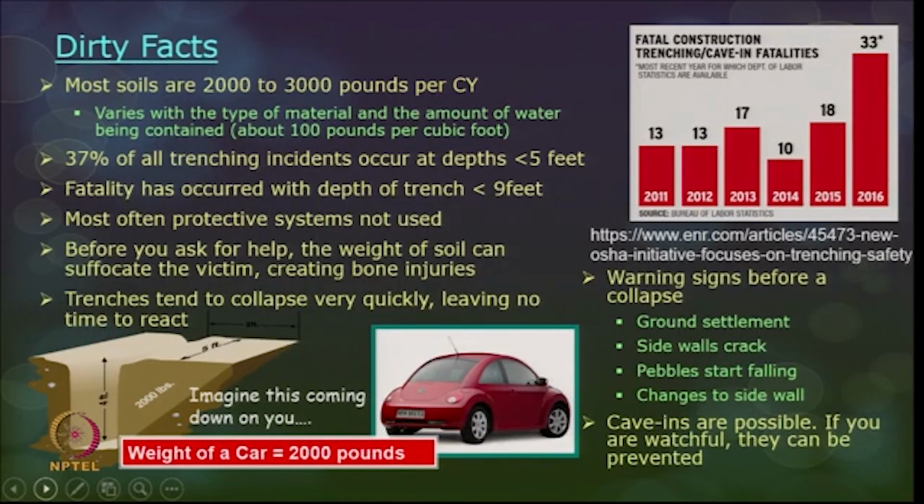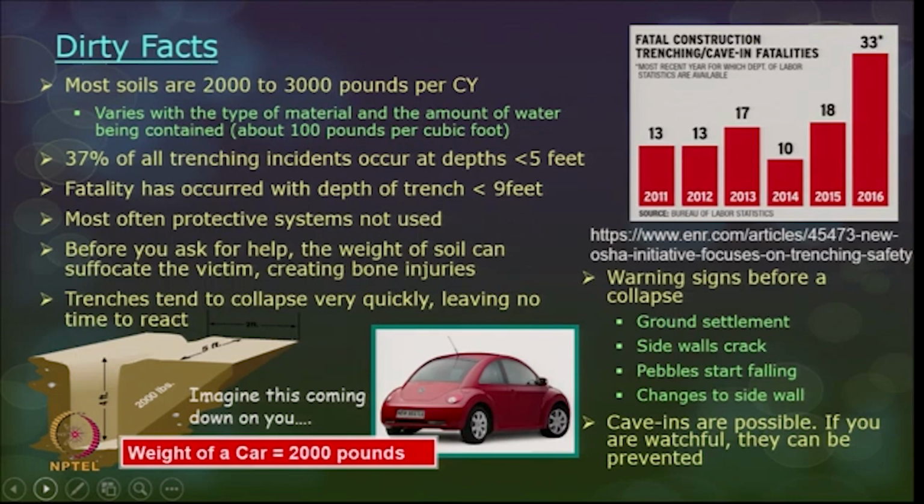So compared to the deaths, there are many permanent fatalities, and permanent disability has also happened to the workers. Trenches tend to collapse very quickly, leaving no time to react, but there are some warning signals which are given before a collapse happens. Ground settlement can be seen.